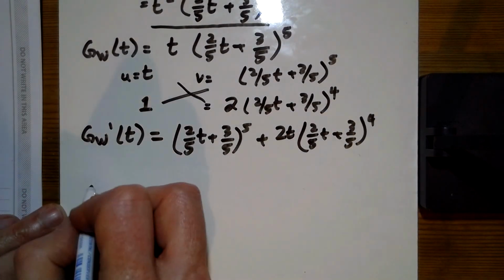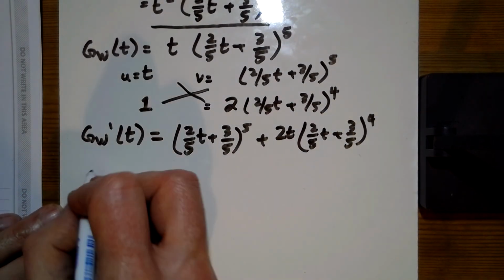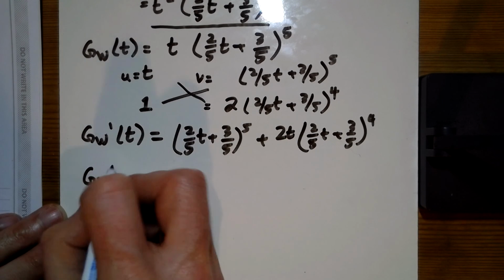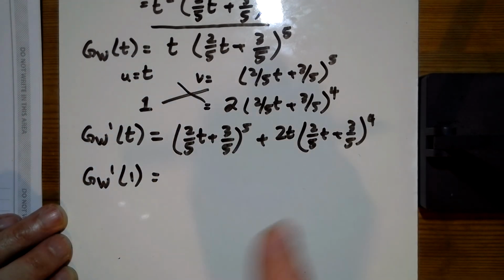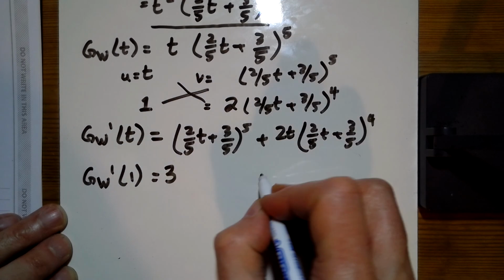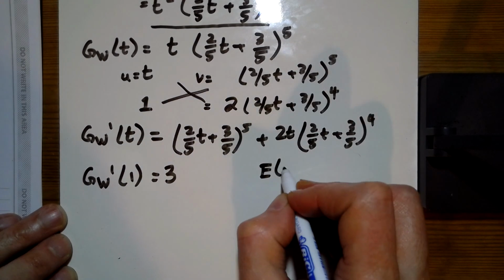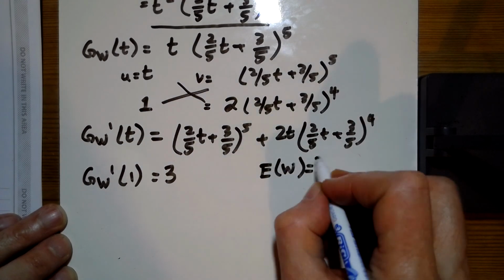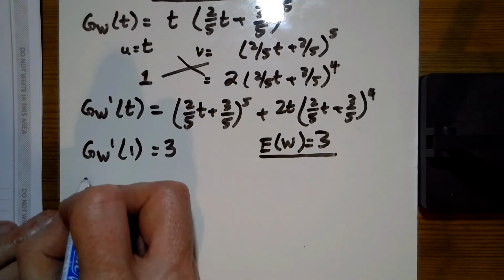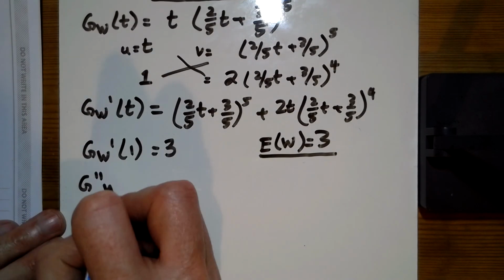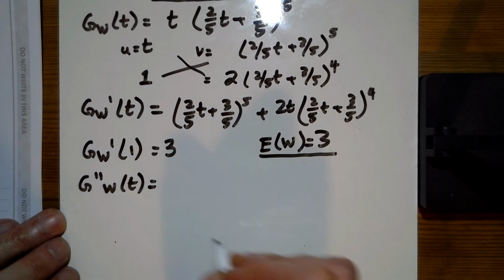We need to differentiate it a second time for the variance. Or should we put the 1 in first? Let's put the 1 in first. When you stick a 1 in all of this, I'll trust that you can figure out that it's 3. And so the expected value of W is equal to 3. Right, but the next bit, the second derivative of it. Do you want to just differentiate that yourself?